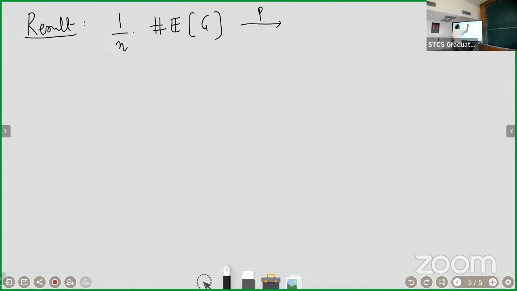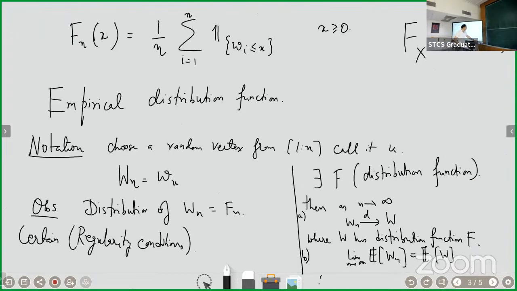So the result is in fact slightly stronger. 1 by n times the number of edges in this graph, generated appropriately over W-wise, converges in probability to 1 by 2 times the expectation of W, where W has distribution F. Remember, W is defined with respect to F. W_n in distribution goes to W.